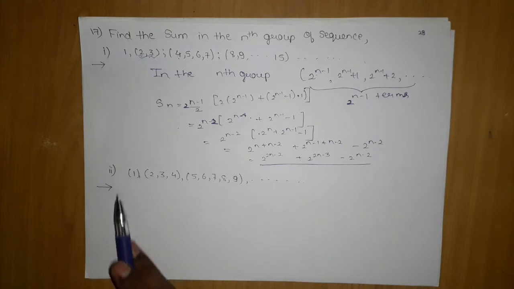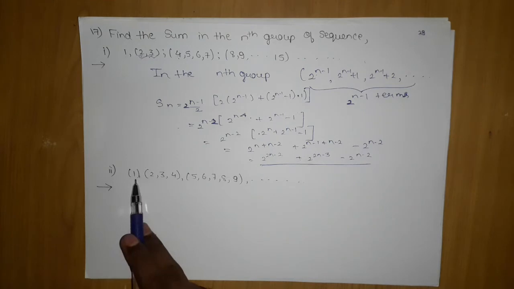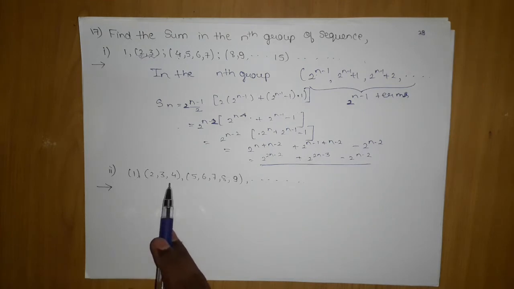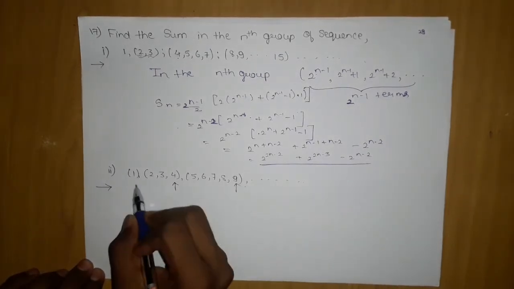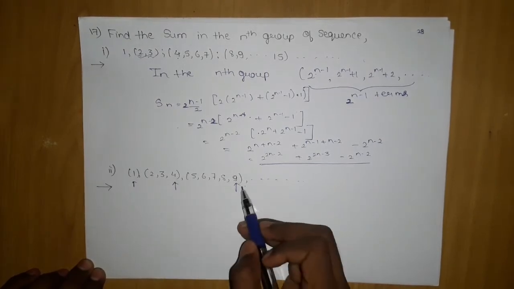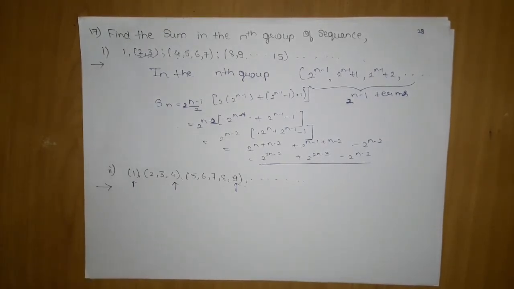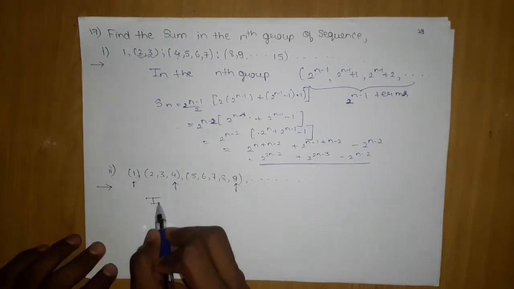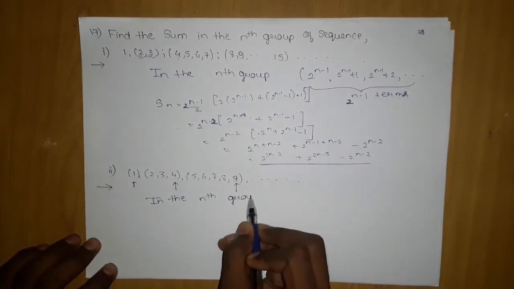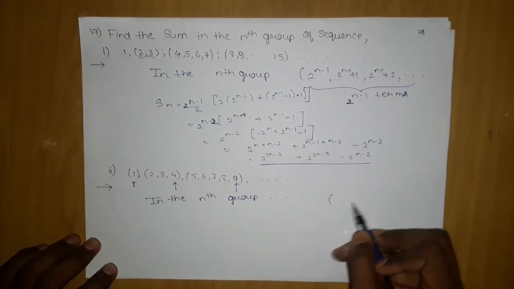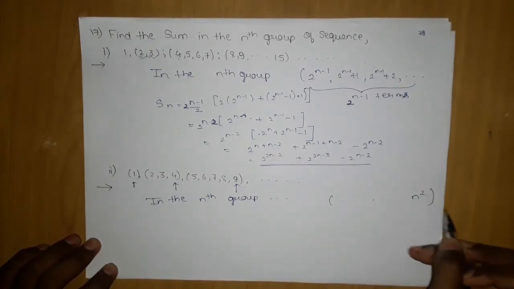The second question of question number 17 is: first group 1, the second group 2, 3, 4, and the third group 5, 6, 8, 9. So one thing anyone will observe is that the last term is a square. It was 1 square, it was 2 square, this was 3 square. So I know that the last term of the nth group will be n square. In the nth group it will be something, n square, that I know very sure.